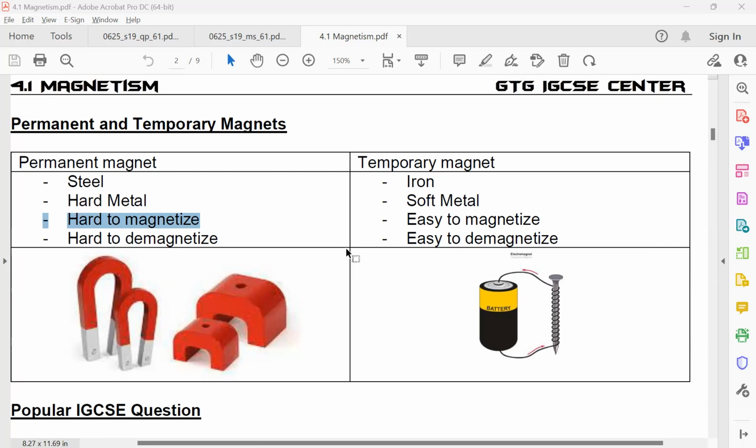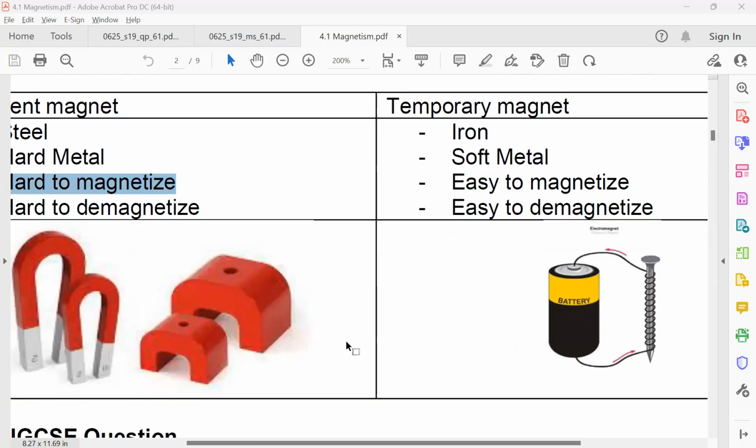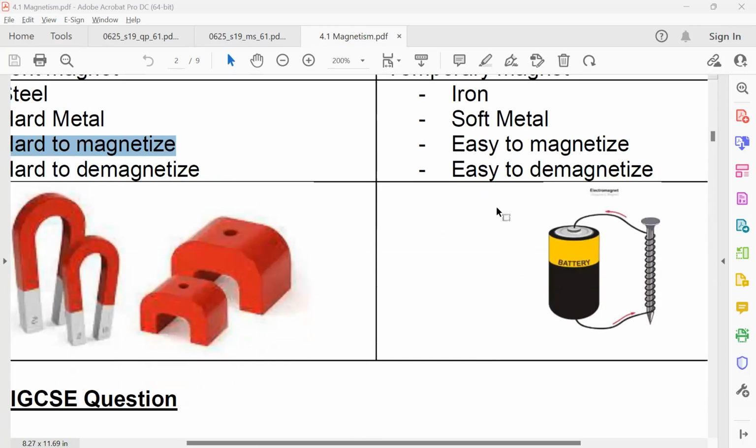The second box, am I supposed to draw this? Yeah, draw to your best capabilities. Just draw a battery and a nail and say that this becomes a magnet.